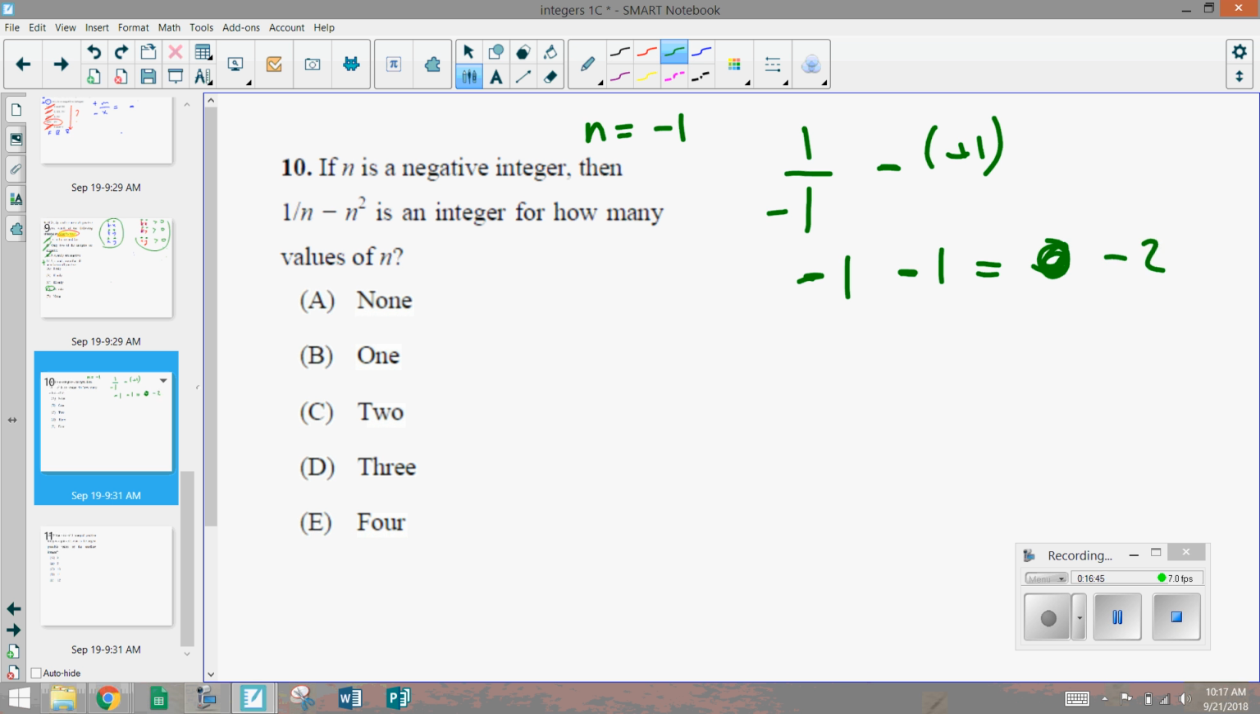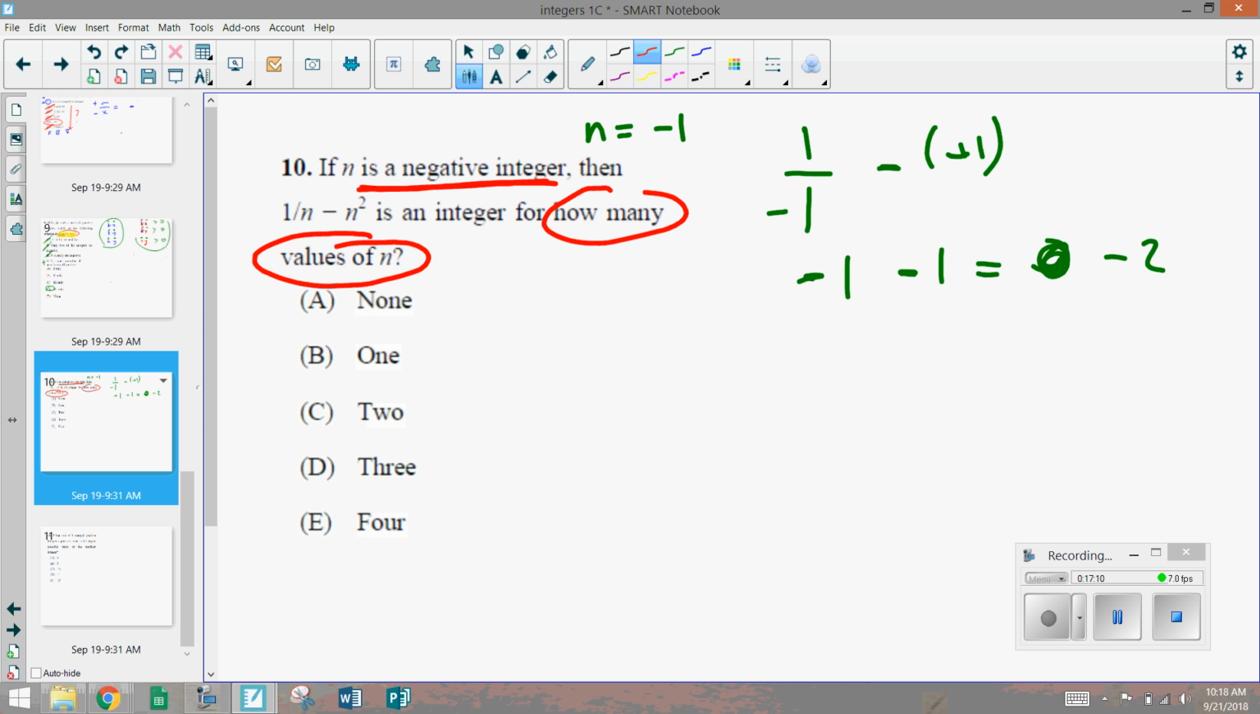See, there's only one. So I made a mistake. It's just one correction. Okay, negative 1 minus 1 is equal to negative 2. So what is the question? Circle the question. How many values of n? It's the only one. If you put any other value, it will be a fraction.